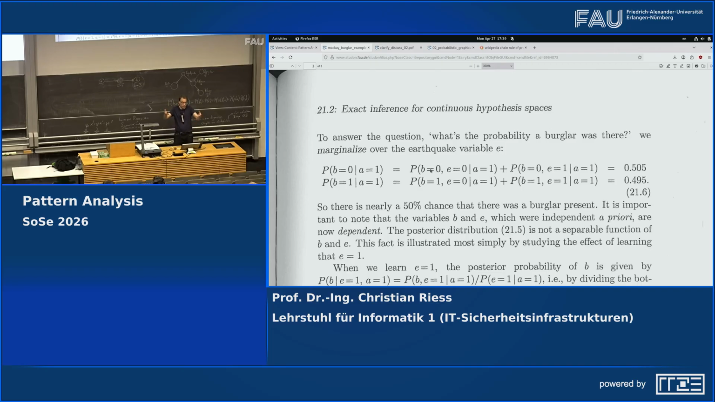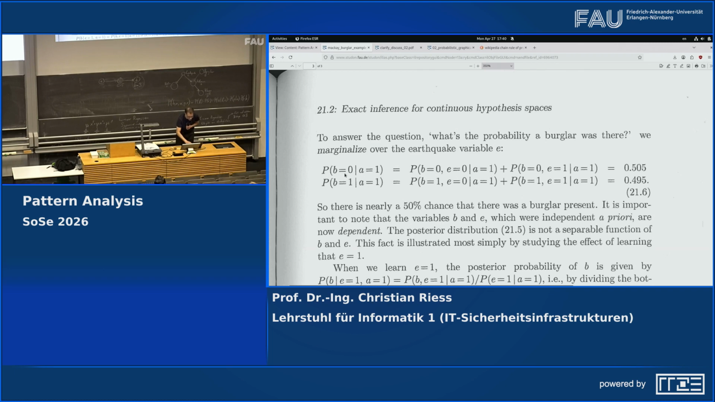So if I want to get rid of the influence of the earthquake, then I have to take account for both possibilities. What happened in case there was an earthquake? What happened in case there was no earthquake? So this is a summation in the discrete case, or in the continuous case, an integration over all possible values of that variable that I want to get rid of.